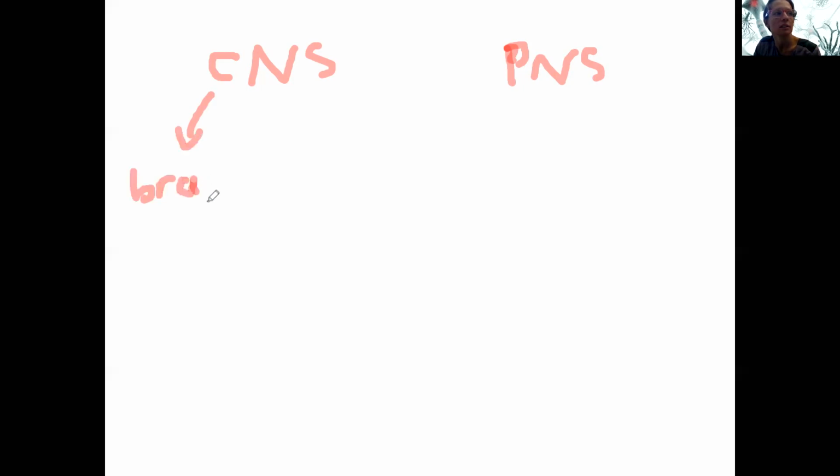So what I want to do here is actually draw out some of these divisions. I'm going to try to draw just freestyle here. We already know we've got the central nervous system and the peripheral nervous system. And then we know the divisions of the central nervous system are going to be the brain and what? Spinal cord.